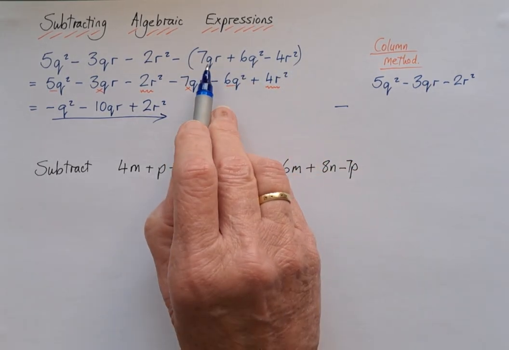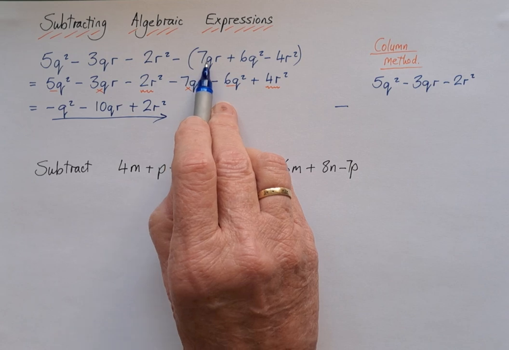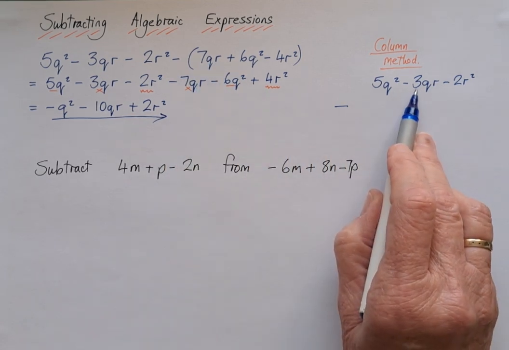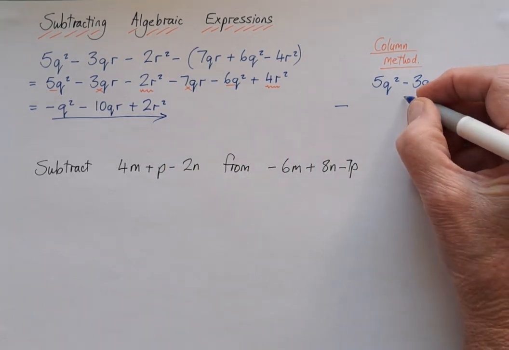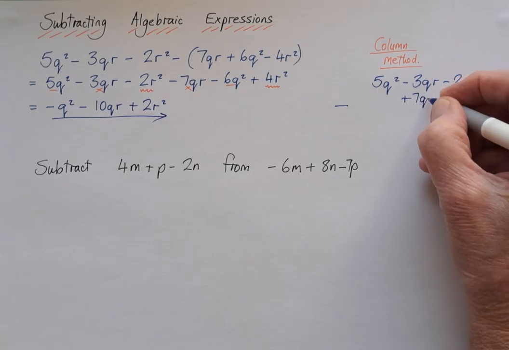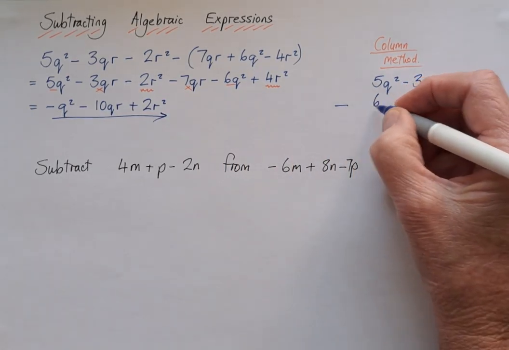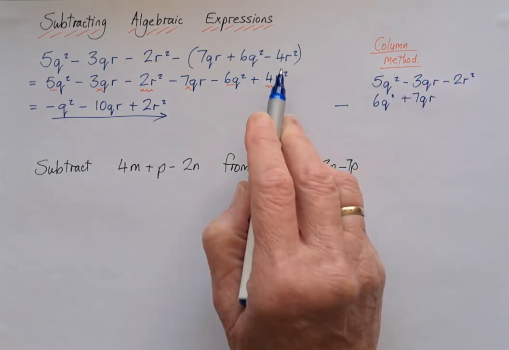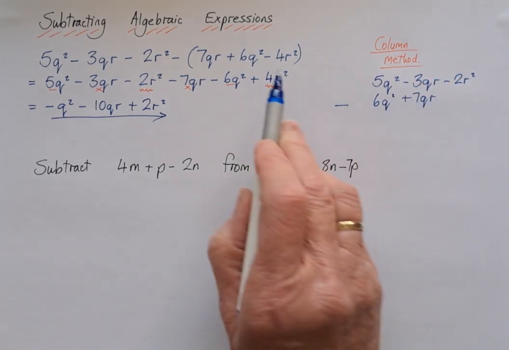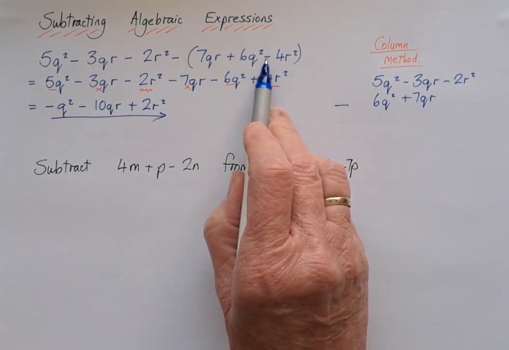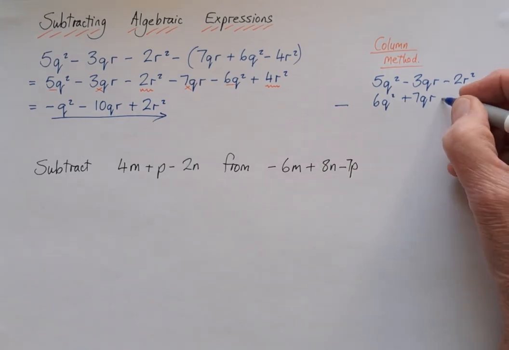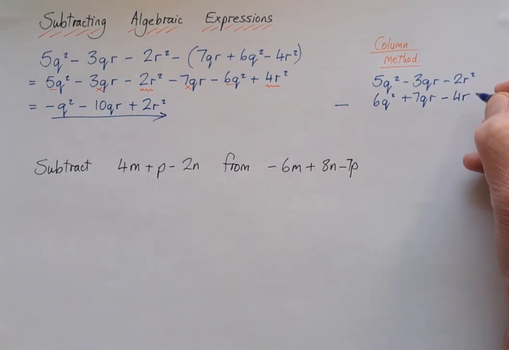So be very careful. Here I start off with a 7QR. There's my QR column, so I must make sure that I put it in the correct column. Now I've got q squared, which is going to come into this column. And r squared is going to go into that column. And remember, the sign in front of a term is the sign that belongs to that term. So make sure you take the sign with it.